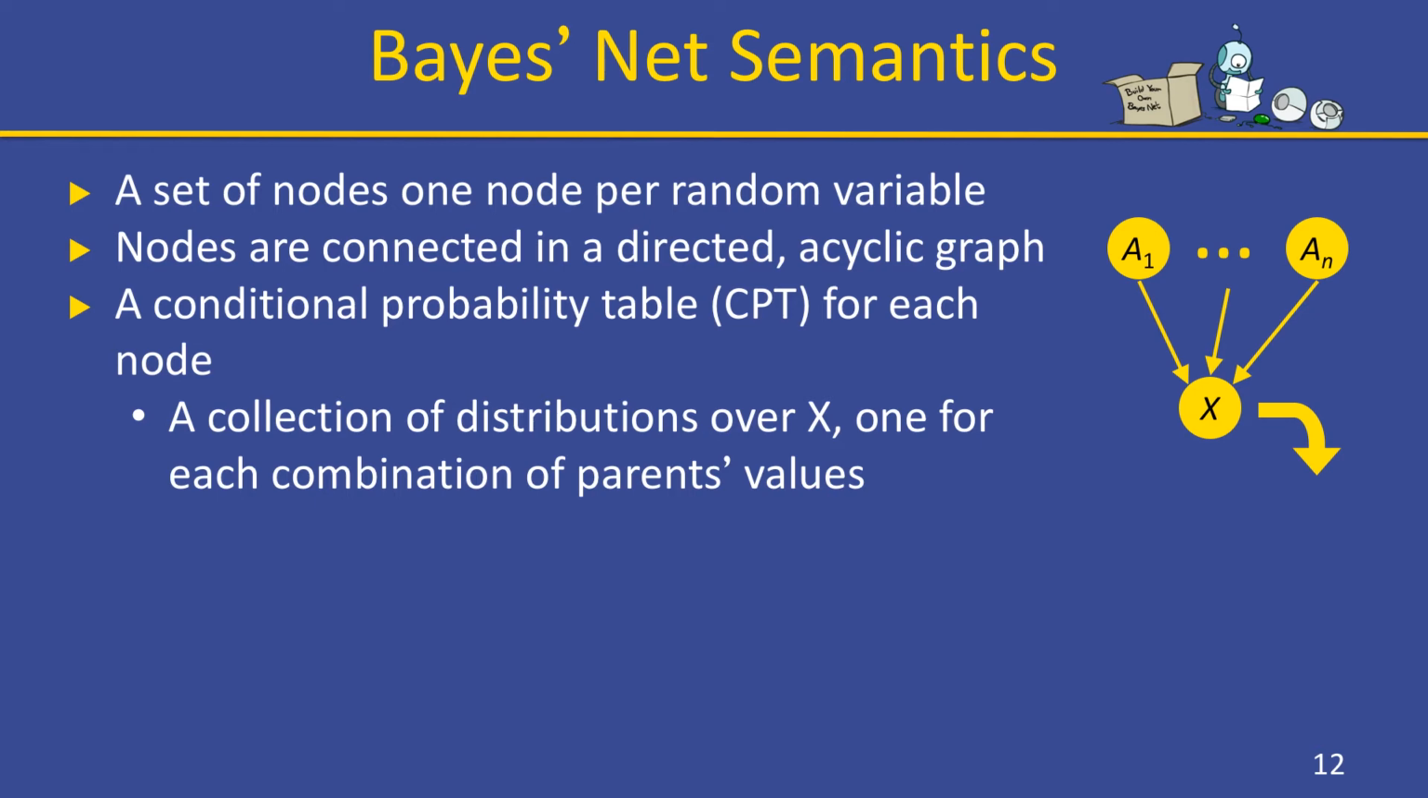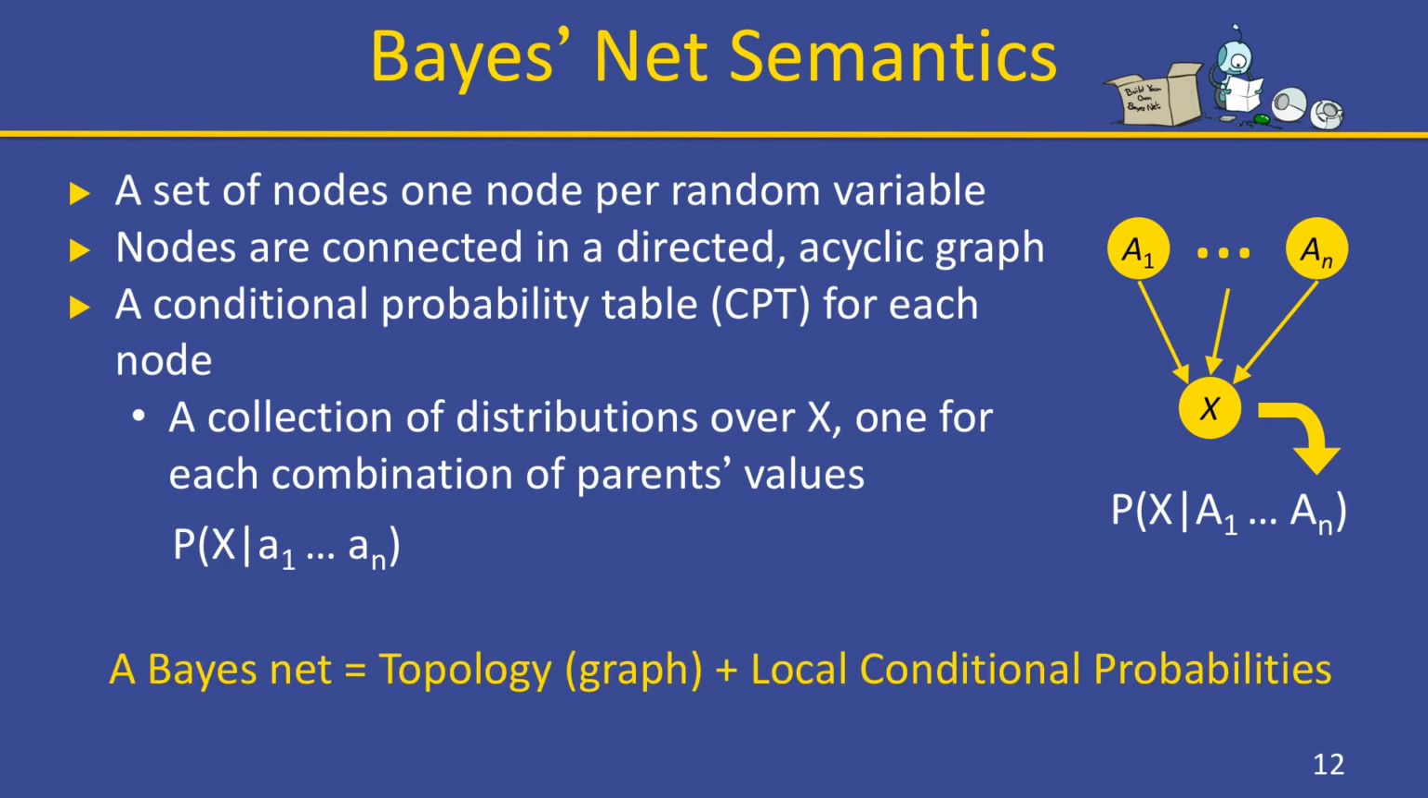This is a collection of distributions over node X, one for each combination of X's parents' values. So with each node, we're going to associate a conditional probability distribution that gives us the probability of X given some values of its parents. And the Bayes net is actually the topology, the graph that we have seen before, plus these local conditional probabilities.